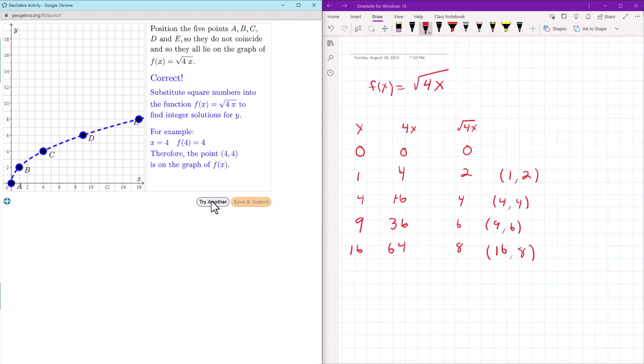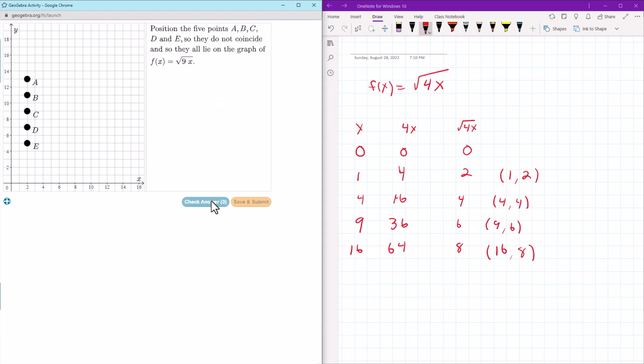Actually, let's just look at another one real quick. Yeah, so once again, 9 is a perfect square. So if you use values of x which are 0, 1, 4, 9, and 16, you'll be perfectly fine.